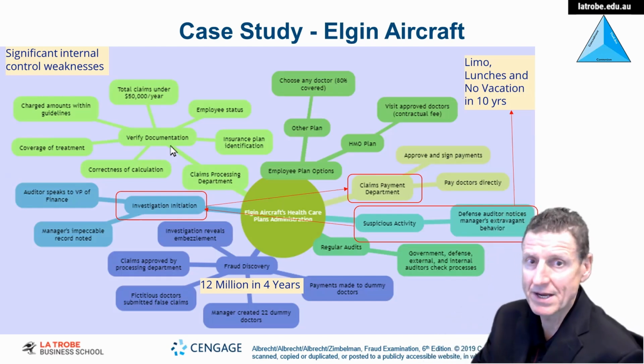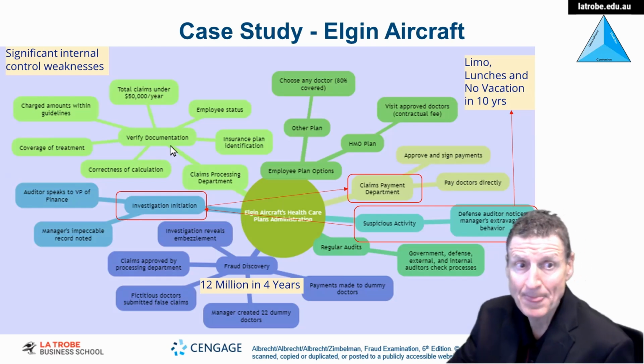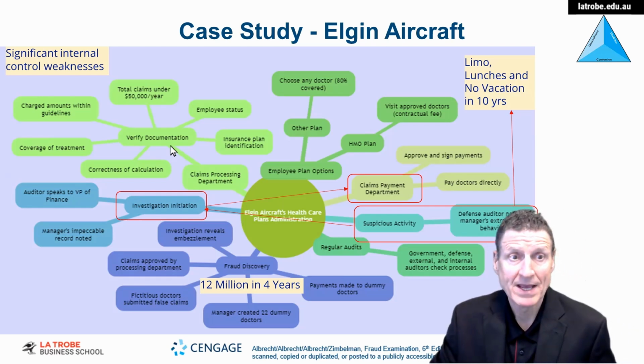The defense auditor notices the manager's extravagant behavior and started an investigation into this manager and found that the manager had an impeccable record. And the defense auditor speaks to the VP of Finance, and then they investigated the claims payment department to see what was going on. And that's where they found out that, wow, there were all of these 22 doctors that were fictitious. And what revealed the fictitious doctors and the payments made to the dummy doctors was just the fraud investigation.